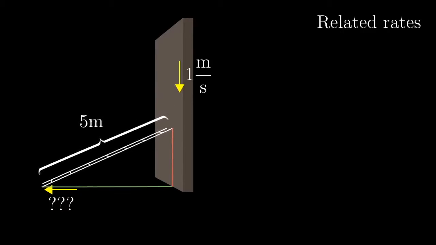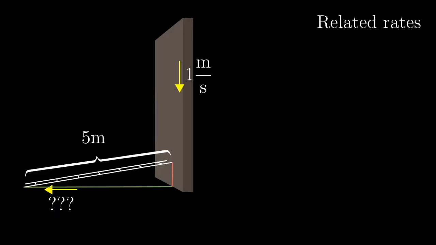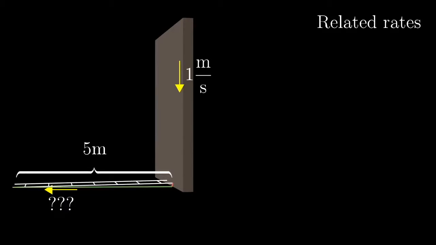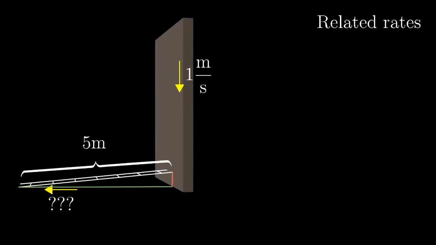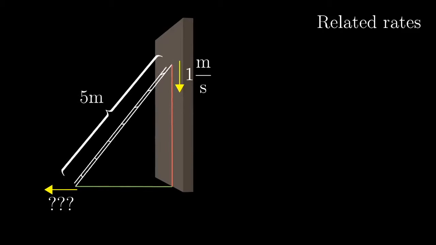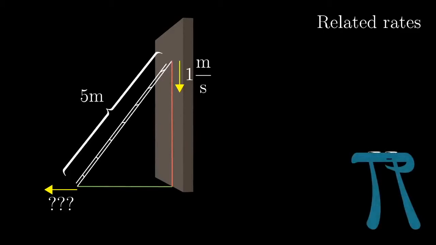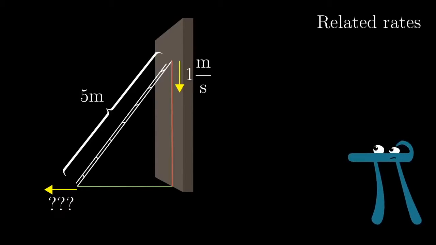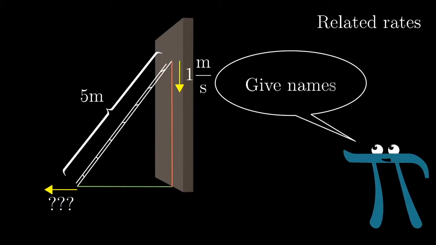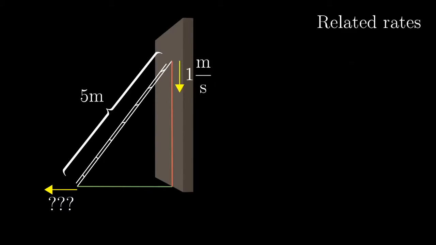That distance from the bottom of the ladder to the wall is 100% determined by the distance from the top of the ladder to the floor. So we should have enough information to figure out how the rates of change for each of those values actually depend on each other. But it might not be entirely clear how exactly you relate those two. First things first, it's always nice to give names to the quantities that we care about.